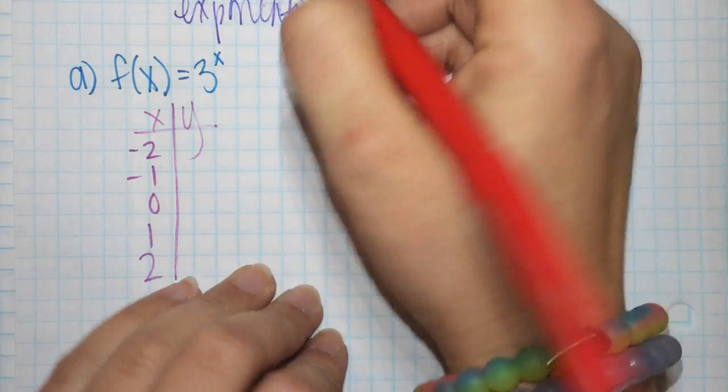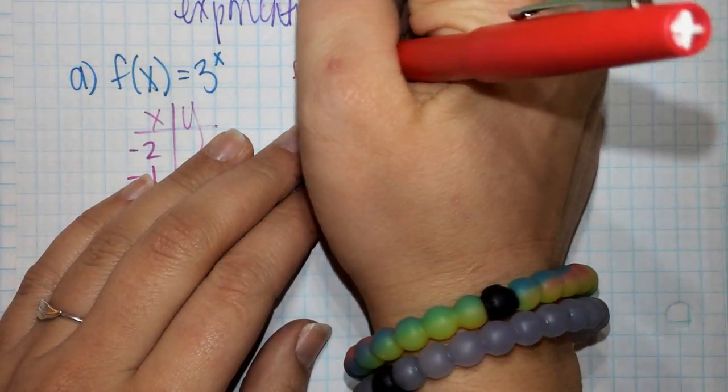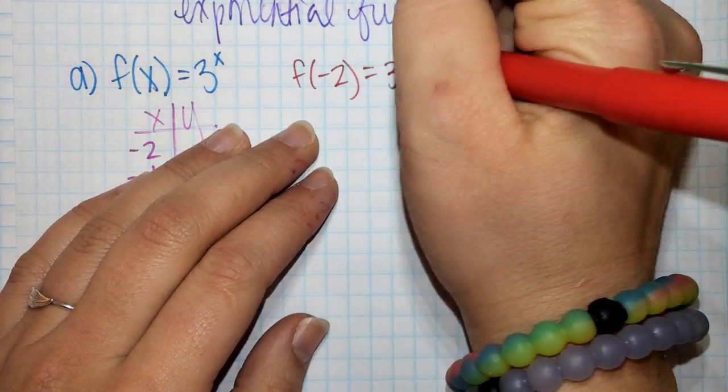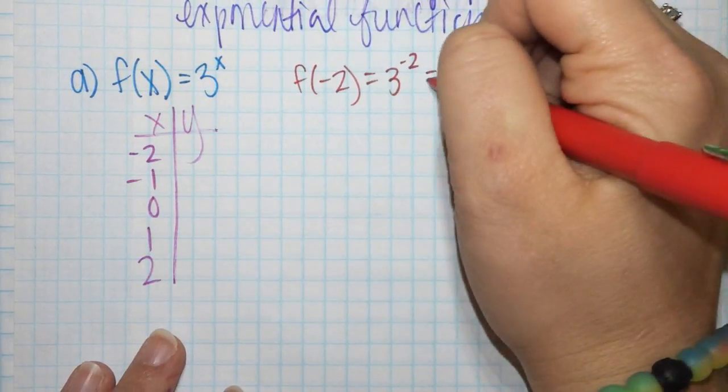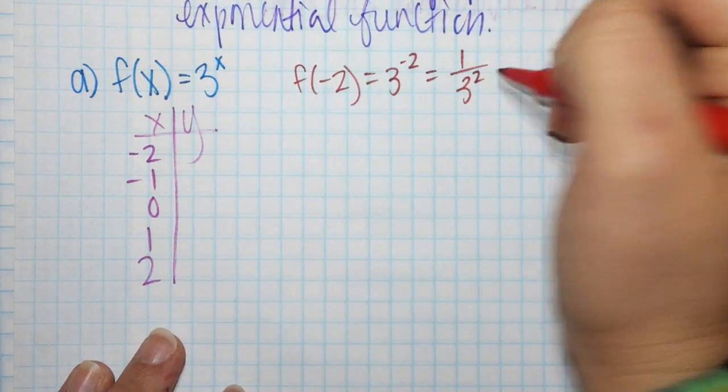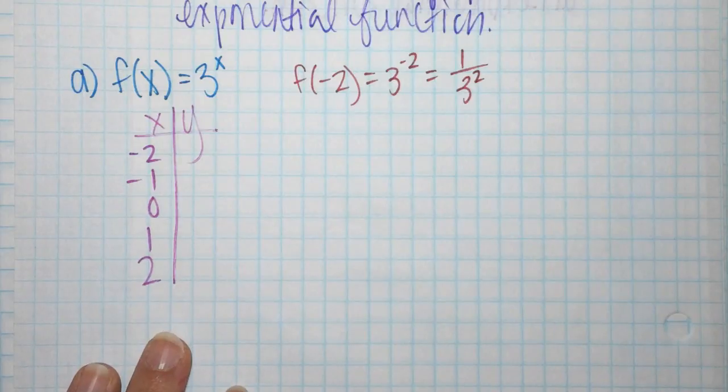Alright, so now we're going to plug in -2. So everybody write f at -2 equals 3 to the -2. Now, can we have negative exponents? No, Manny. What do you do with negative exponents? Flip it. So that becomes 1 divided by 3 squared. What is 3 squared?